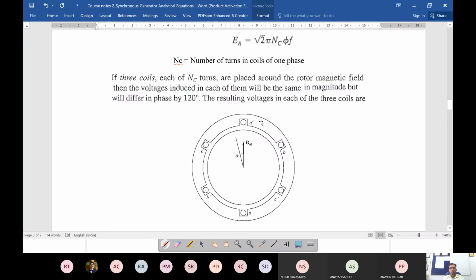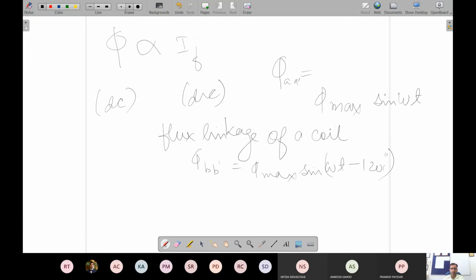And in the same way, with respect to this coil AA dash, C is another 120 degrees ahead, or if I go back, it is 240 degrees behind. Because I'm taking AA dash as the reference, I can write phi CC dash as phi max sine of omega t minus 240 degree. So that will be the flux appearing for each coil. From the frame of reference of each coil, that is how the flux will appear, and we are defining AA dash as the frame of reference. That's why BB dash is 120 degrees behind, CC dash is 240 degrees behind.